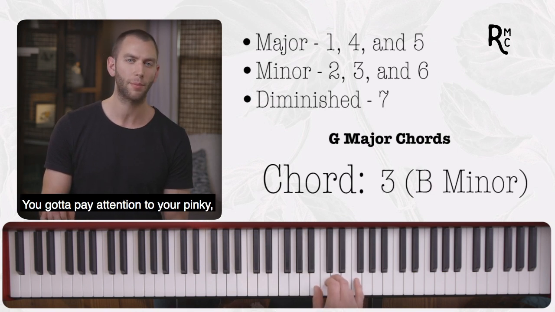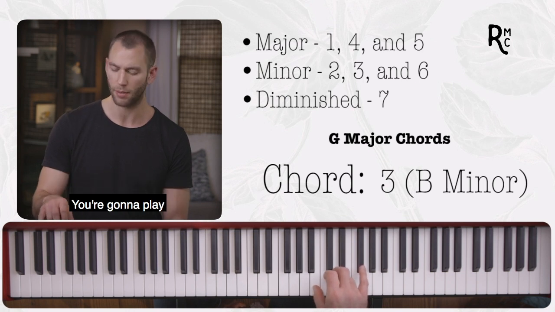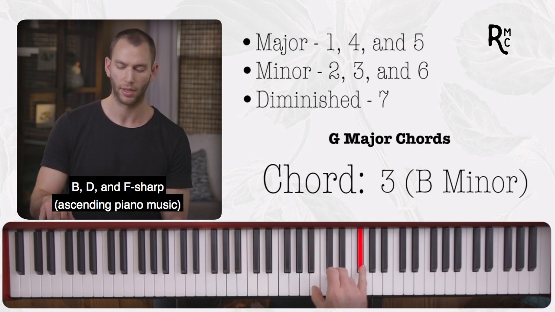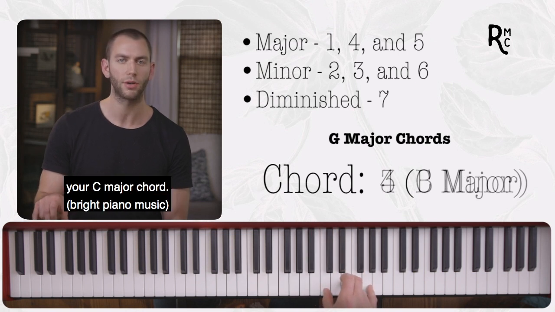Here's the 3 chord. You've got to pay attention to your pinky, because your pinky is on F, so you want to sharp that. You're going to play B, D, and F sharp at the same time. That's your B minor chord. Next is your 4 chord, your C major chord.